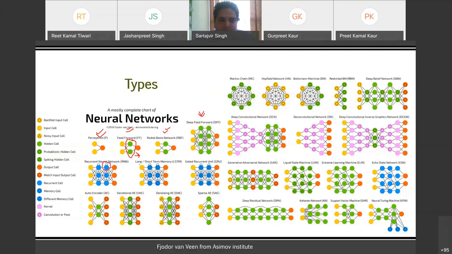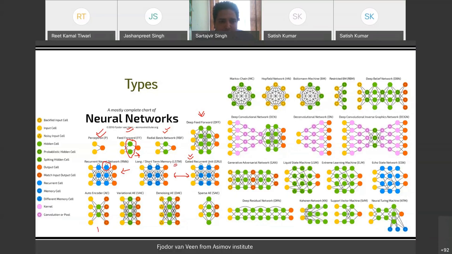In a recurrent neural network, each hidden cell receives its own output with a fixed delay, which is represented by this blue circle. Next is long short term memory. This is again a recurrent neural network, but the only difference is that the plain RNN can store up to 10 words, whereas long short term memory can store more than 10 words. That is the difference between these two neural networks. Another type is the gated recurrent unit. In a gated recurrent unit, we use different gate combinations, and they are less resource consuming than the LSTM method.